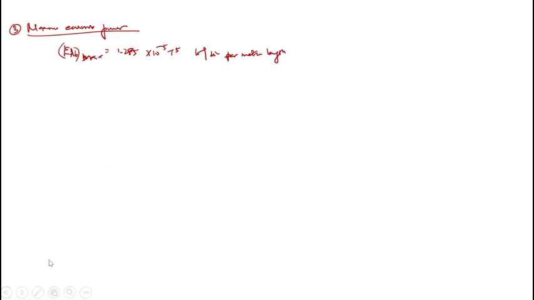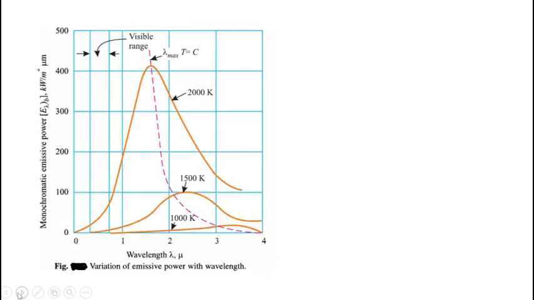You note that the unit for the emissive power is given here. That is E lambda B, it is equal to watt per meter square micrometer. That is how much amount of power is emitted per meter square per unit wavelength. So at a particular wavelength, what is the emissive power? So that is the given: watt per meter square per meter length.